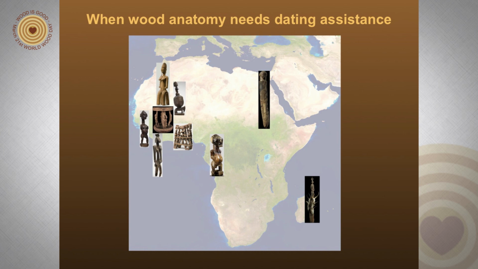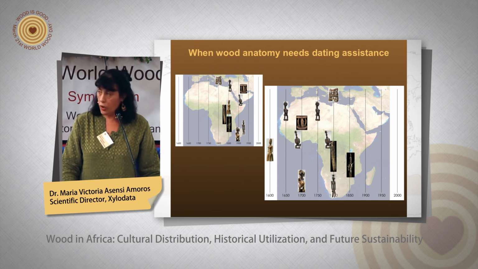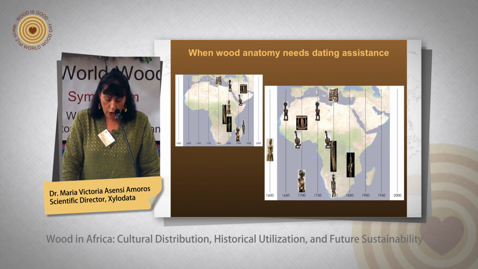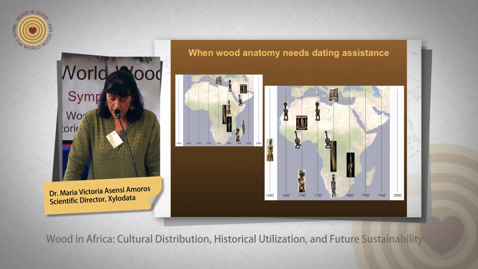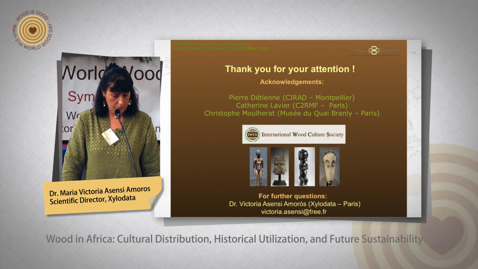The objects came from the Branly Museum. On the left, you have the supposed chronology, stylistically, of the objects, and on the right, the results obtained by the carbon-14 and the interpretation of Madame Lavier. As you can see, the chronological distribution data changed considerably and will be a promising field of investigation.